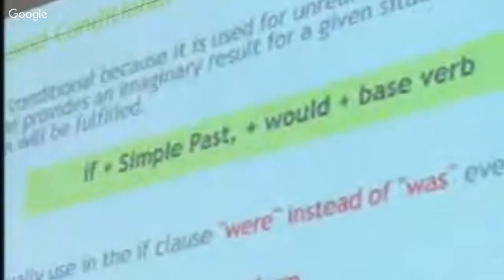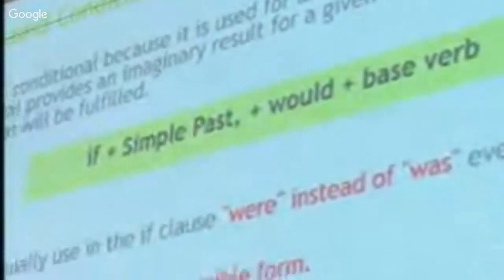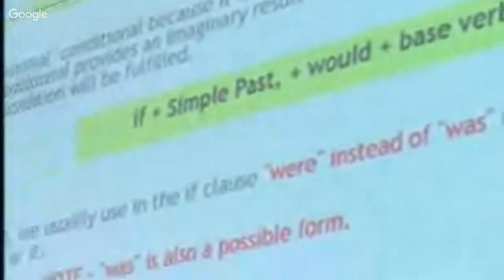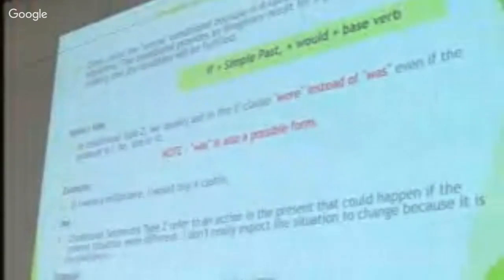Now look at this: if I were a millionaire, I would buy a castle. Improbable situation. It is not going to happen. The chances are very less. So you might have seen the essay topics: if I were the prime minister of India, I would have done this, I would have done that. Right? Improbable situation.